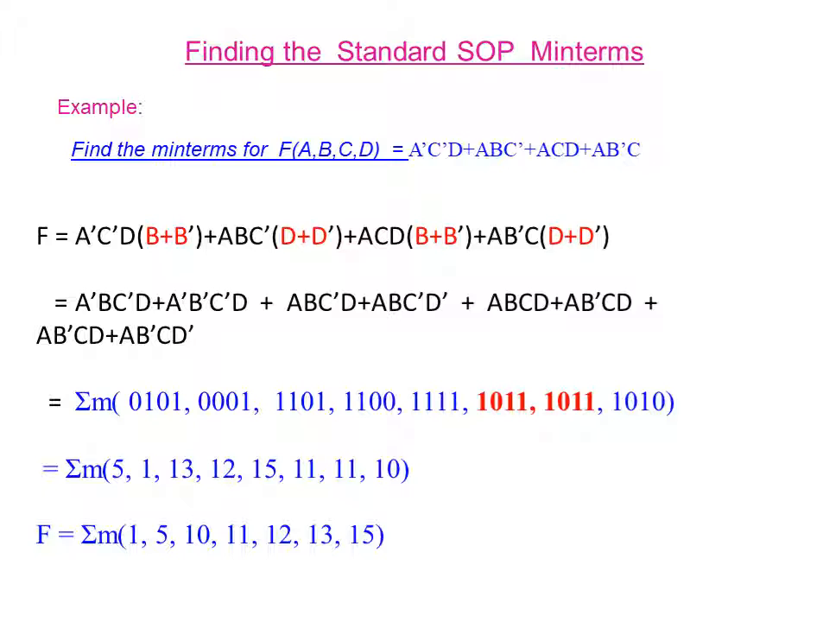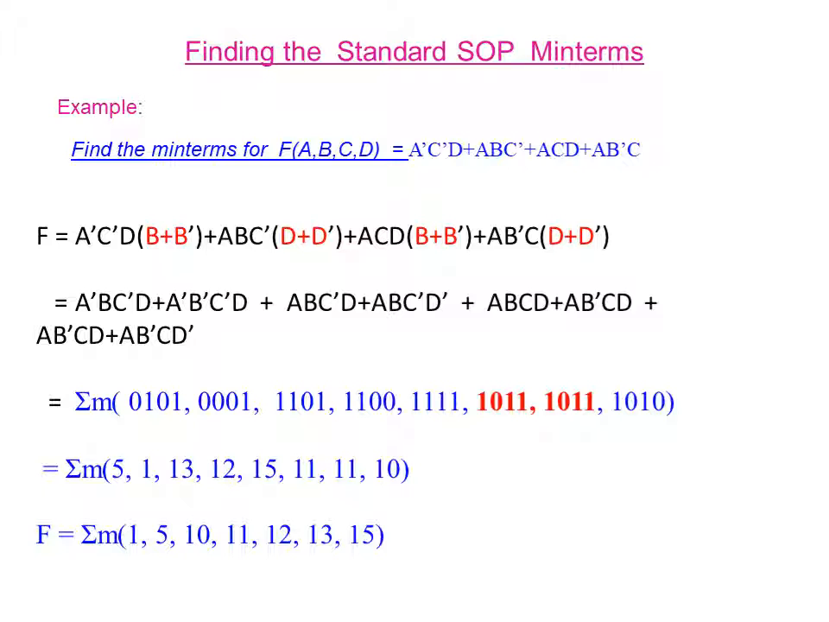Here, in the first min term, the variable b is missing, so we multiply with b plus b bar. In the second min term, variable d is missing, so d plus d bar. In the third min term, variable b is missing, so b plus b bar, and in the fourth min term, variable d is missing, so d plus d bar.